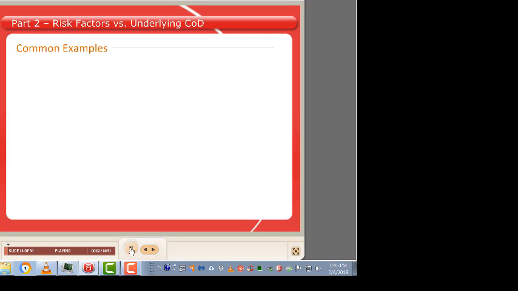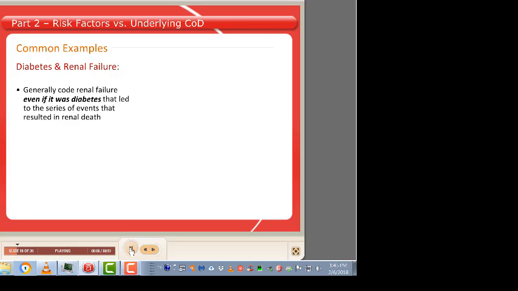For diabetes and renal failure, generally code renal failure even if it was diabetes that led to the series of events that resulted in renal death. However, you will see later that there are exceptions to this rule. Your keywords should include diabetes, but your cause of death should be renal failure.